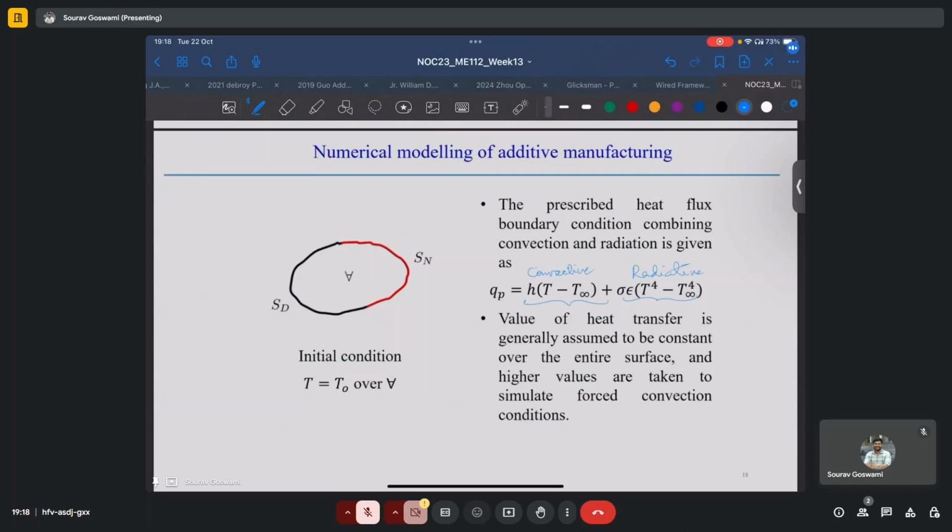So typically for one entire surface, you will assume only one constant heat transfer coefficient. Of course, there are forced convection conditions, such as due to the flow of argon gas, and to account for those, we may have to use an enhanced or an amplified heat transfer coefficient, which will normally be higher than the one we are using for the natural convective conditions.